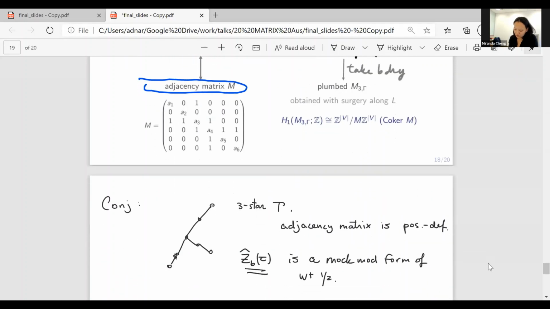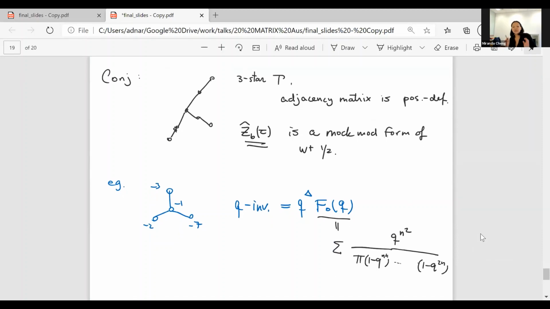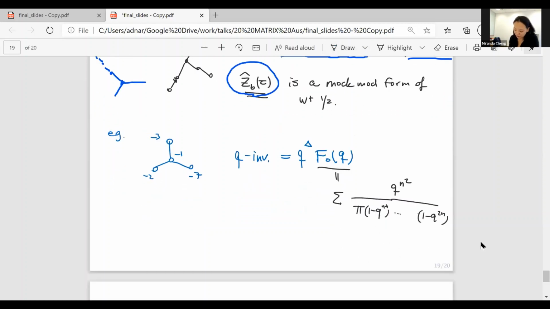And so the conjecture, or let me say, it's a conjectural statement that for all the plumbed manifolds whose graph is a 3-star graph, so it can have many vertices on the legs, but only 3 legs, and which moreover has an adjacency matrix that's positive definite, that defines a positive definite norm, then this quantum invariant would be a mock modular form, or actually, to be more precise, a mock theta function of weight 1/2. And in particular, some of the mock theta functions of Ramanujan do show up as a quantum invariant for 3-manifolds. I think that's something that I find quite amusing and surprising.